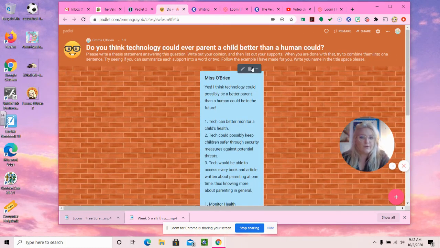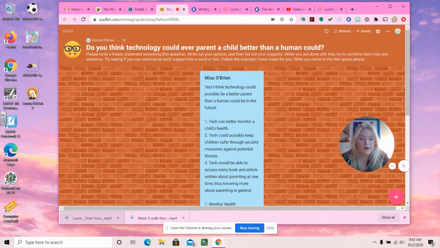I have an example here for you already, and we'll go over that together, but I want you to read the question really quickly, first thing. As you always should, always read the directions first. So, do you think technology could ever parent a child better than a human could? So please write a thesis statement answering this question. Write out your opinion, and then list out your supports. When you are done with that, try to combine them into one sentence. Try seeing if you can summarize each support into a word or two. Follow the example I have made for you. Write your name in the title space up at the top.